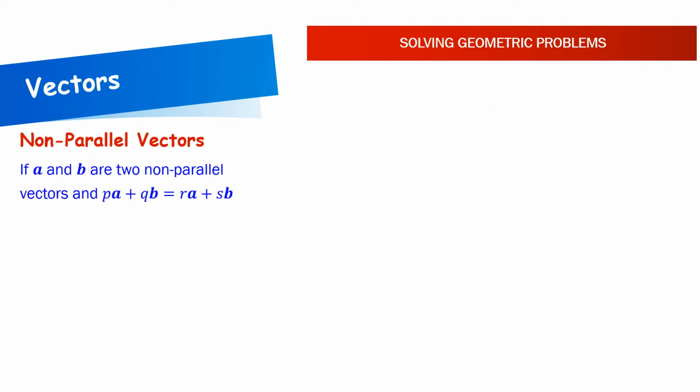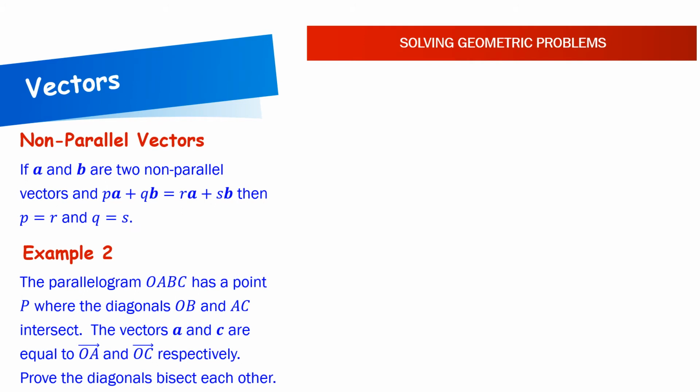Now let's take a look at some theory relating to non-parallel vectors. So if a and b are two non-parallel vectors and pa plus qb equals ra plus sb, then we have that p equals r and q equals s. Let's take a look at an example.